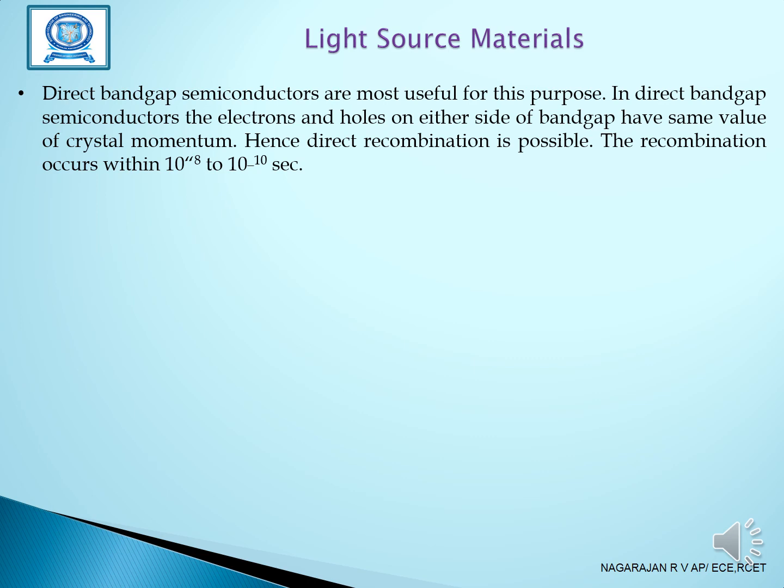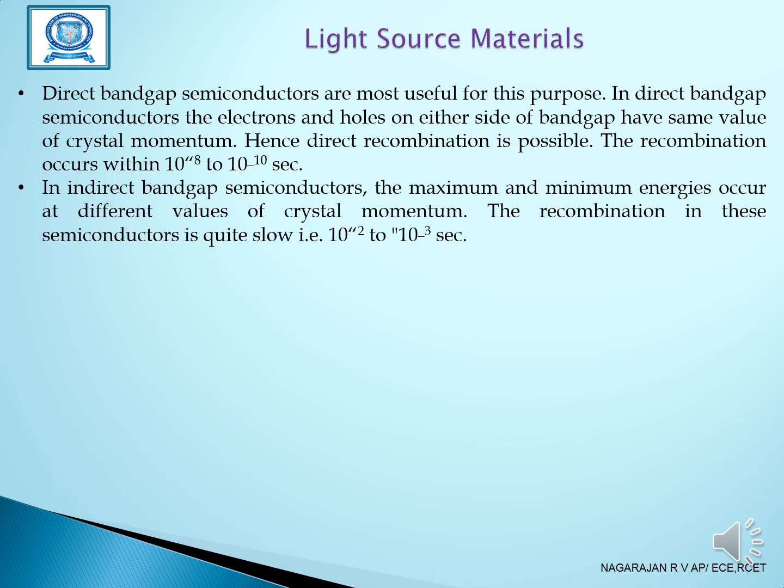In direct band gap semiconductors, the electrons and holes on either side of the band gap have the same value of crystal momentum. Hence, direct recombination is possible. The recombination occurs within 10 power minus 8 to 10 power minus 10 seconds. In indirect band gap semiconductors, the maximum and minimum energies occur at different values of crystal momentum. The recombination in this semiconductor is quite slow.